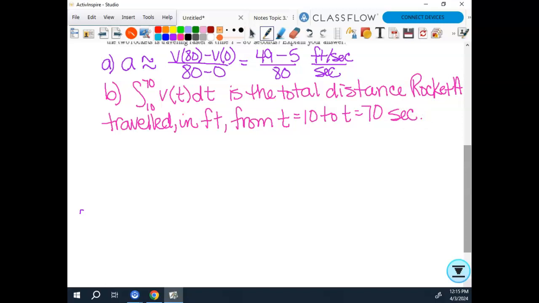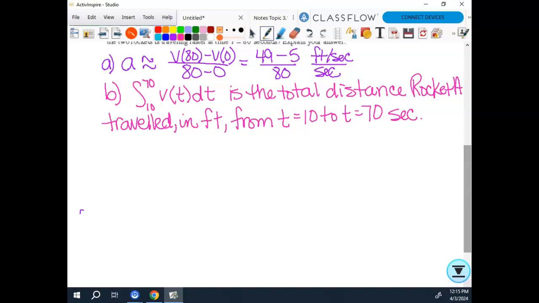Okay. So you have to have all that. It even said correct units. We can't say it's 35 feet or whatever it is because we don't know that, but that is the total distance rocket A traveled, and you can't say it traveled, in feet from, and then the time with the units there as well.